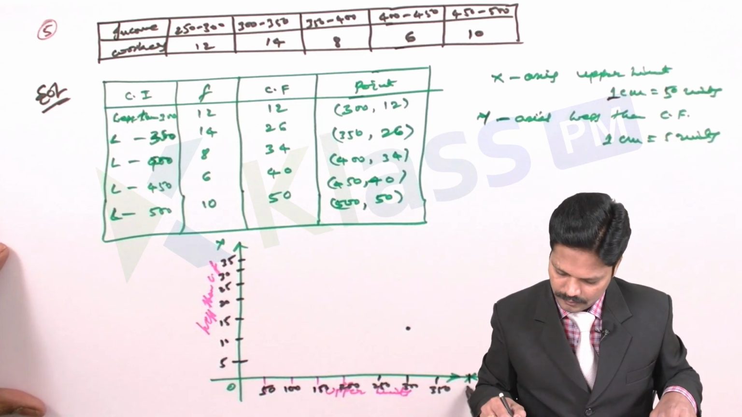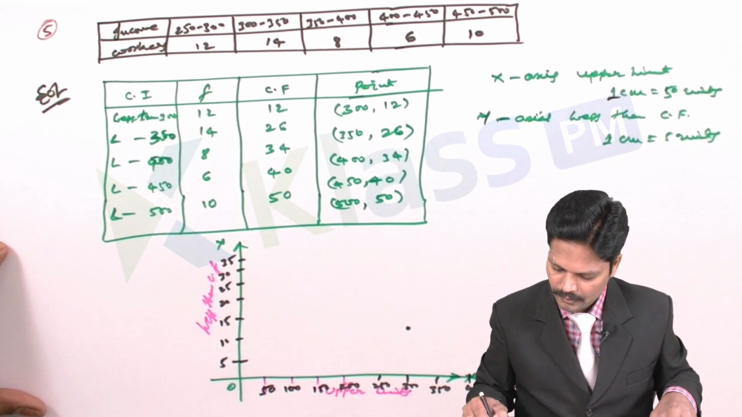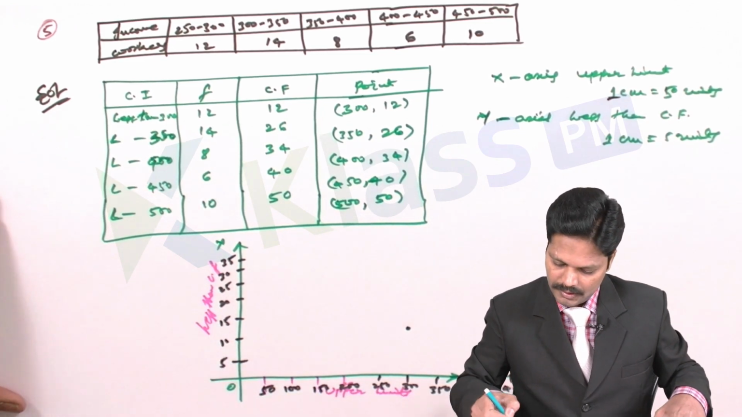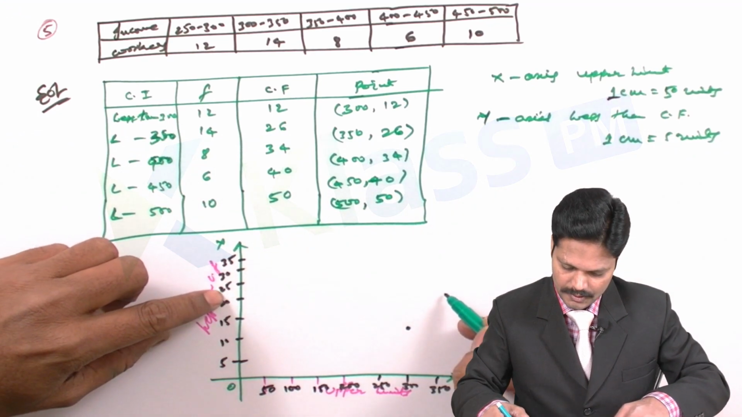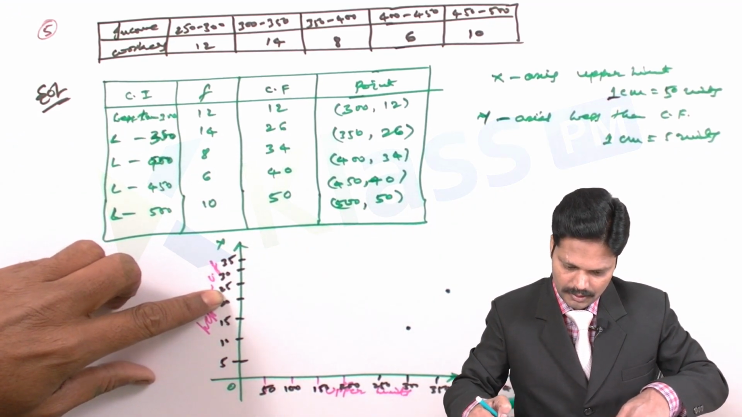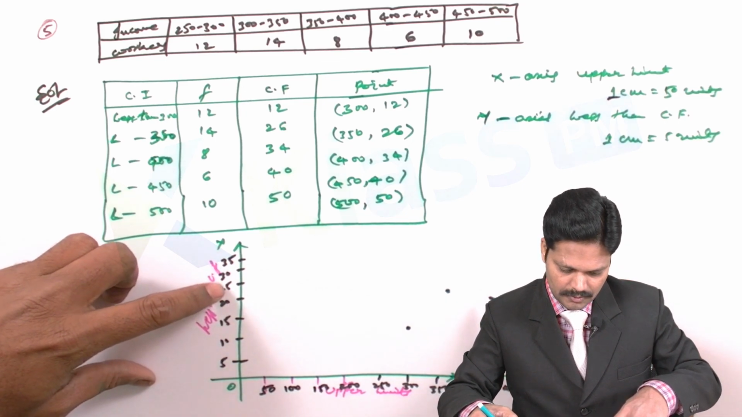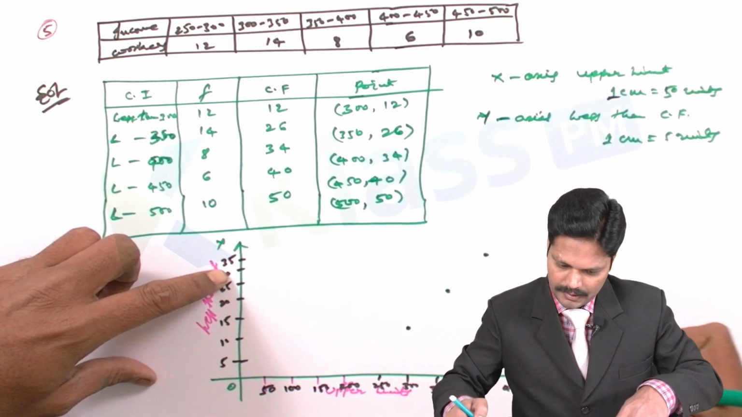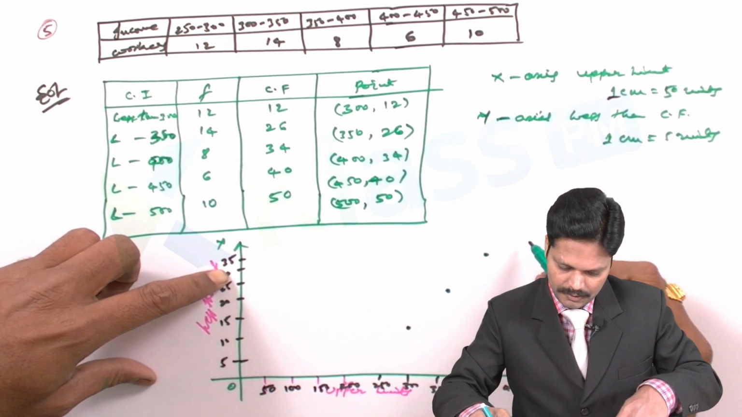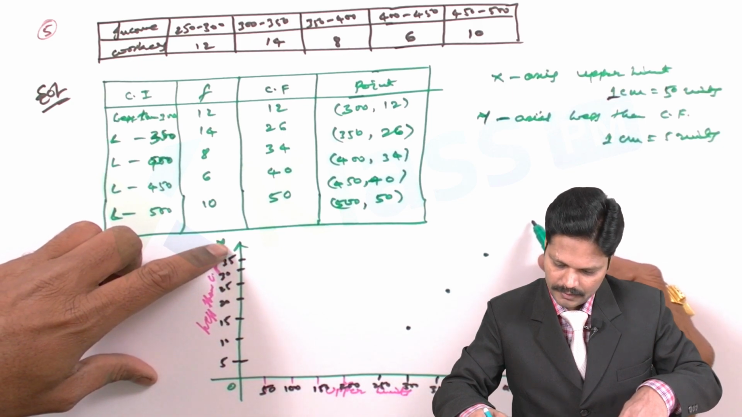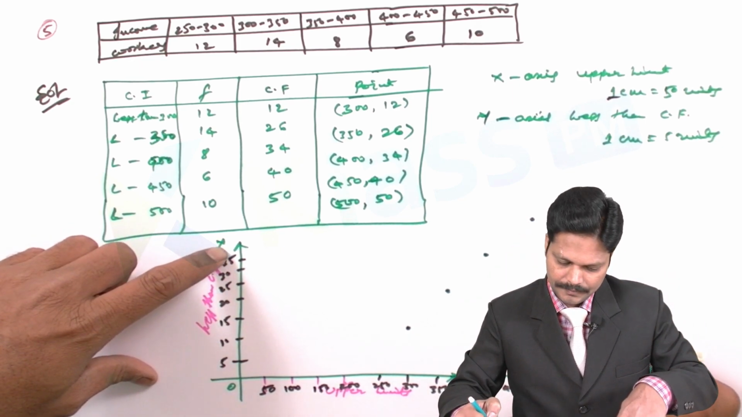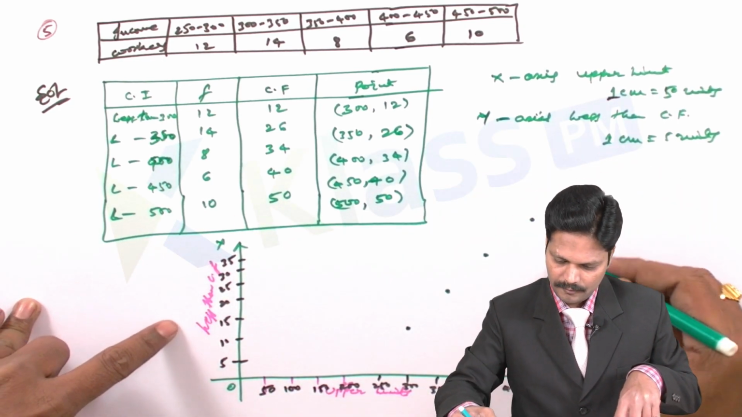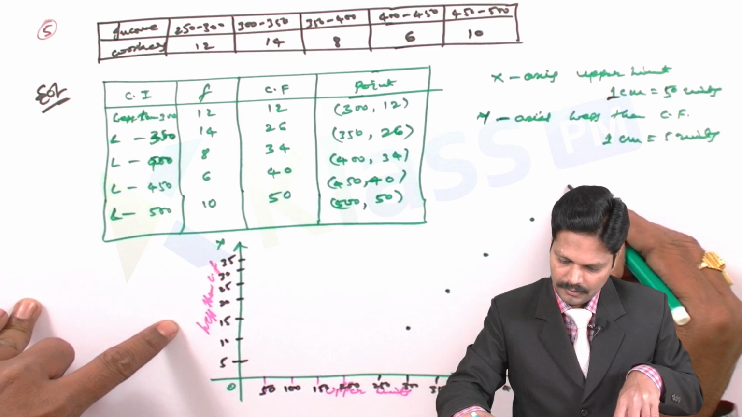So I'm taking 400, 450, 500, 550 and 600. Coming to 350, here we need to take 26, and for 400 we have 34. Approximately, I'm taking 450 as 40, and we need to extend these values also up to 50 or 100. And for 500 we will get 50.